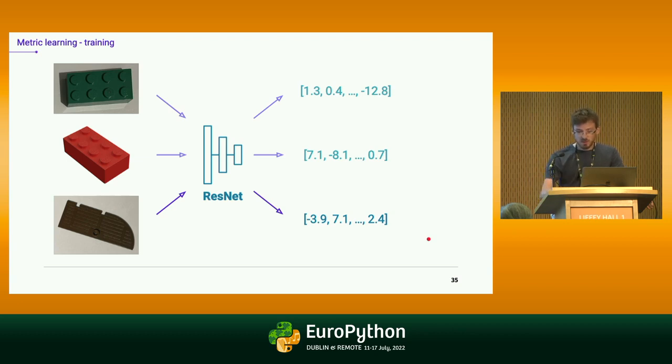And then we'll train a model to pull the render and the part together, and the render and a negative example apart. If we train the model this way, we'll train those representations to create a similar representation for the same part and different representations for different parts, obviously. So this is the training.